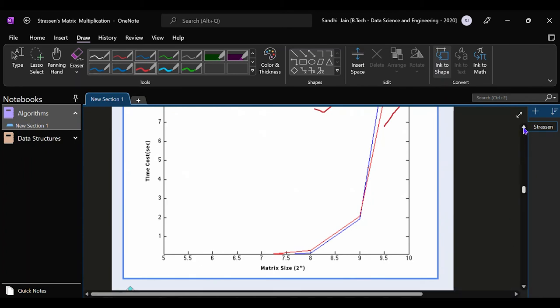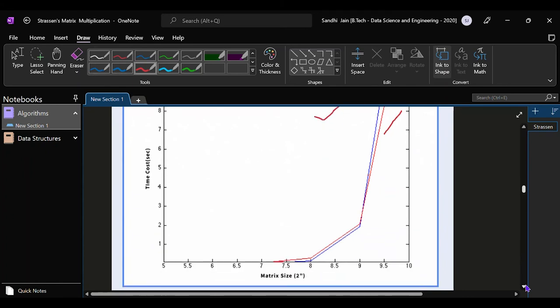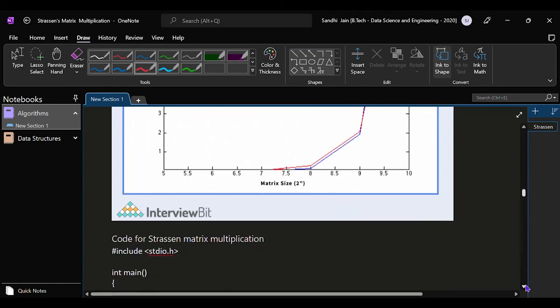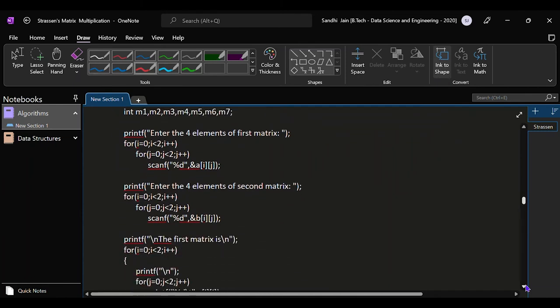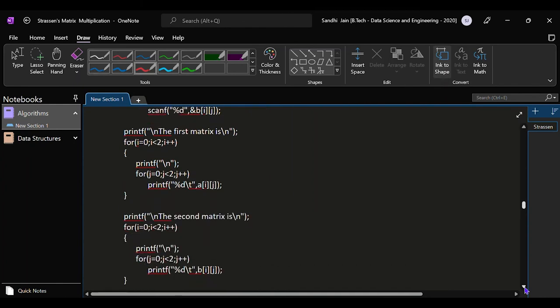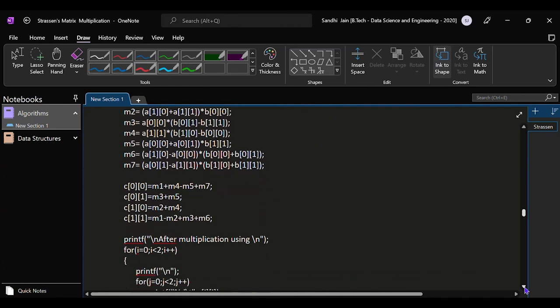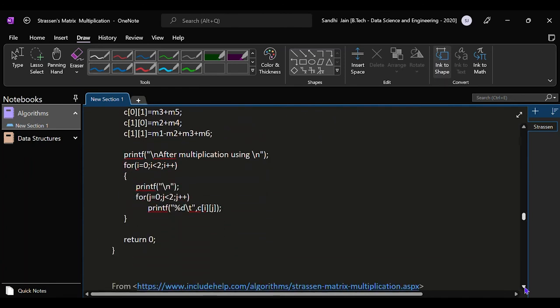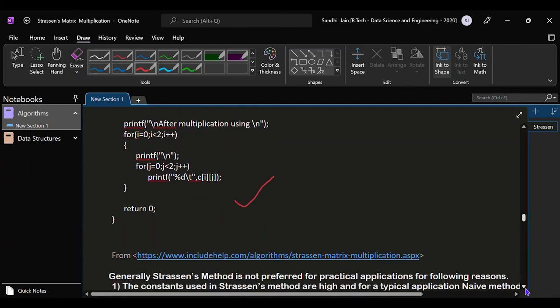So this is the graph for matrices of size 2 cross 2, and this is how the computation is obtained. Now there is some code also included for the same. First of all, we are taking the elements of the first matrix, then the second matrix. However, here we have chosen easy computation, and then we are computing the coefficients which are required. After multiplication, the final matrix is obtained using Strassen's multiplication.